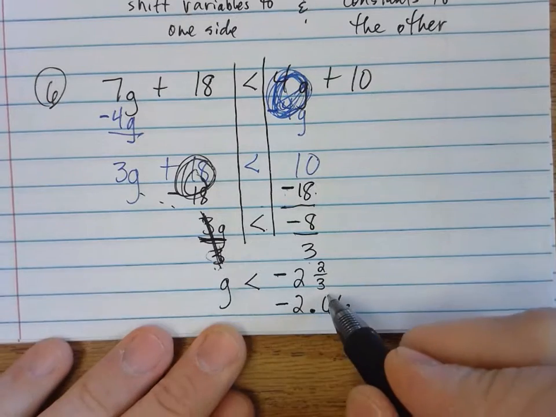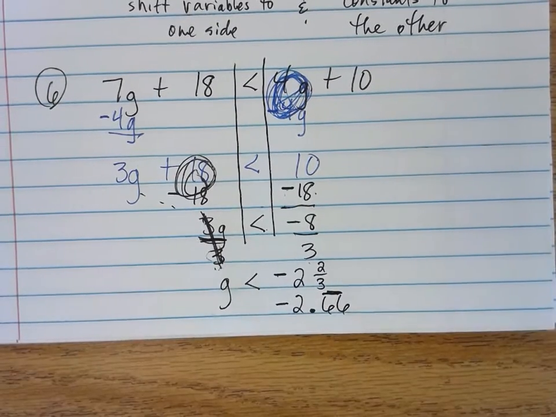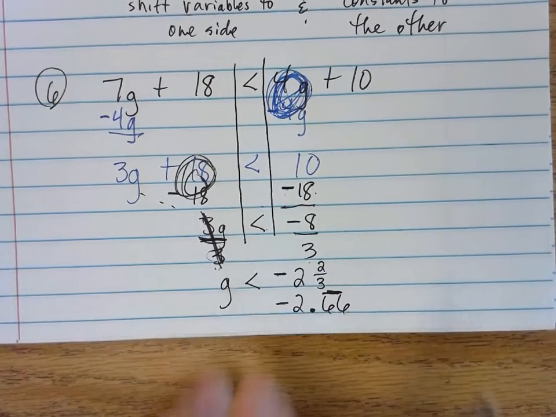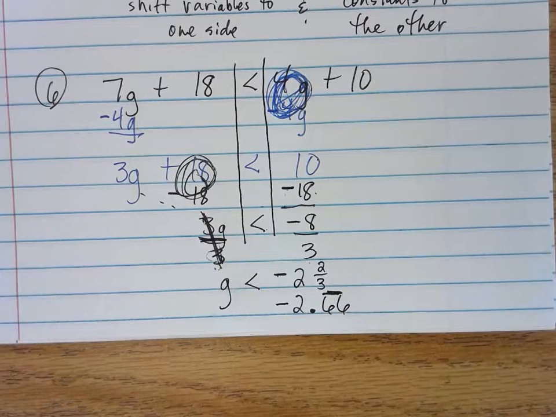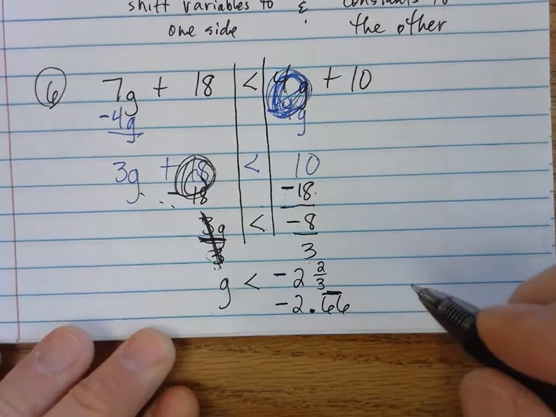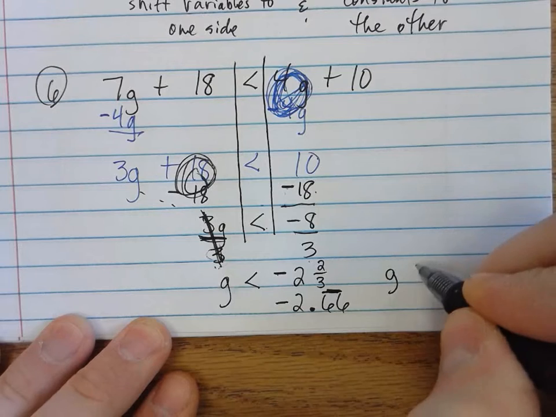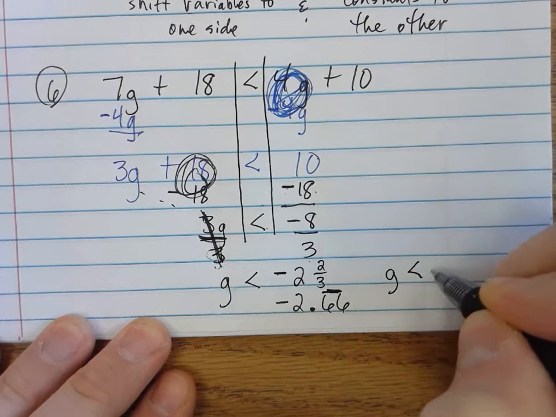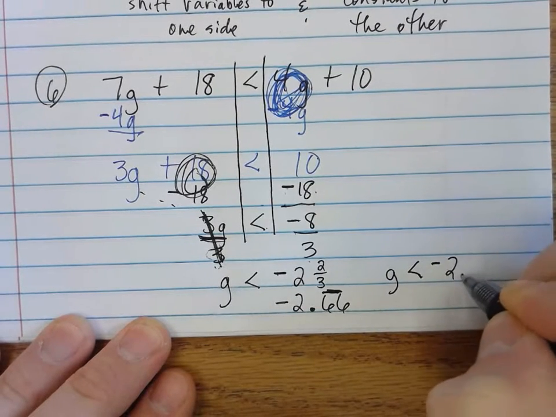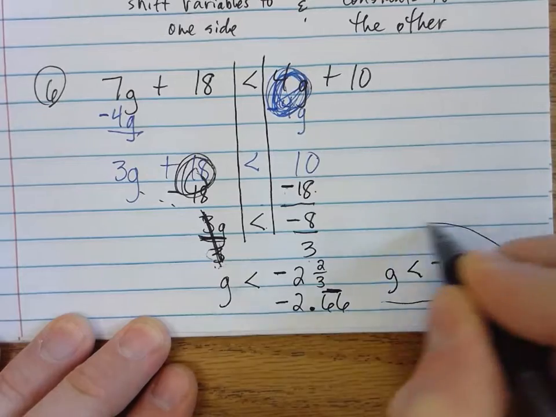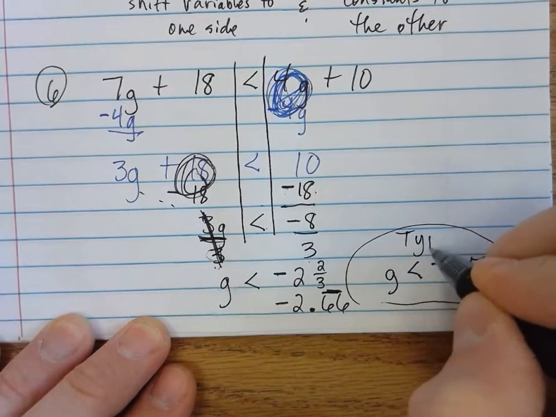Of course, that would be a repeating decimal, but you can't put that in on the computer like that. So you can just type that one in on the computer because there is just a less than on there. So let's go ahead and round it to the nearest tenths place. When we type that in, let's type it in as G is less than negative 2.7.